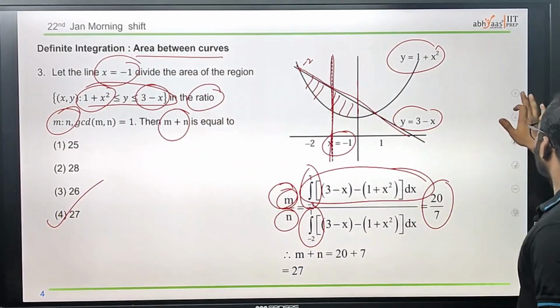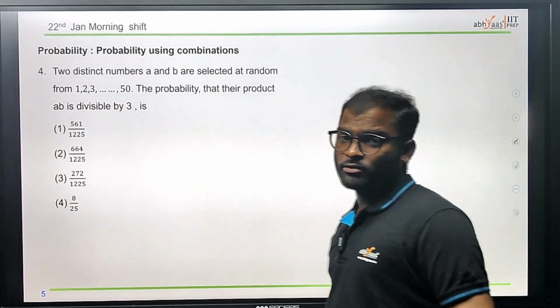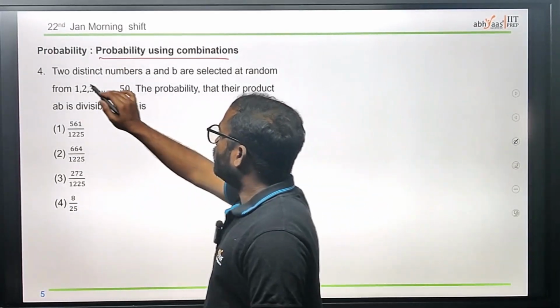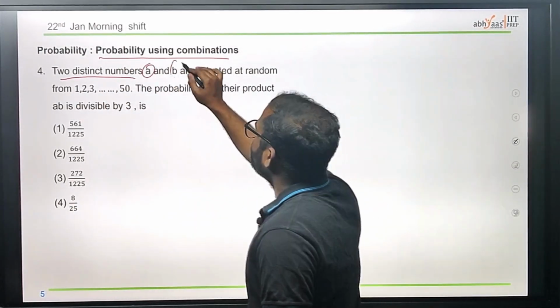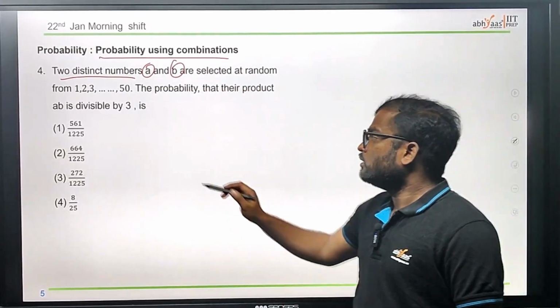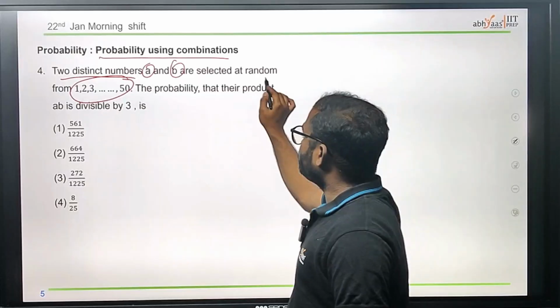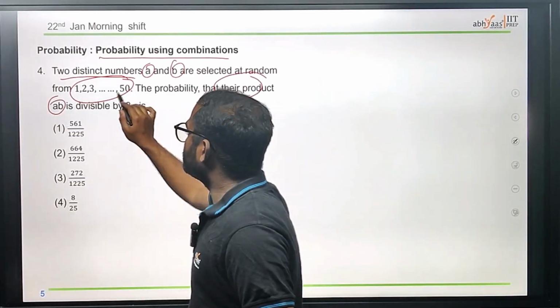Okay, now come to the next question. We have a question on the basis of probability by using combinations. If you see here, we have two distinct numbers a and b, selected at random from 1 to 50, and we need the probability that their product AB is divisible by 3.